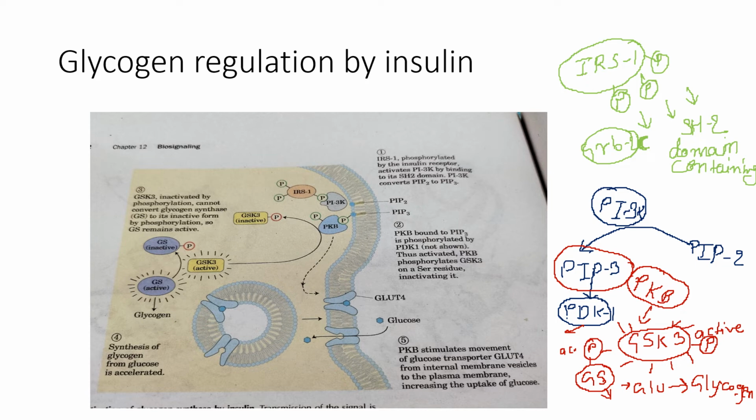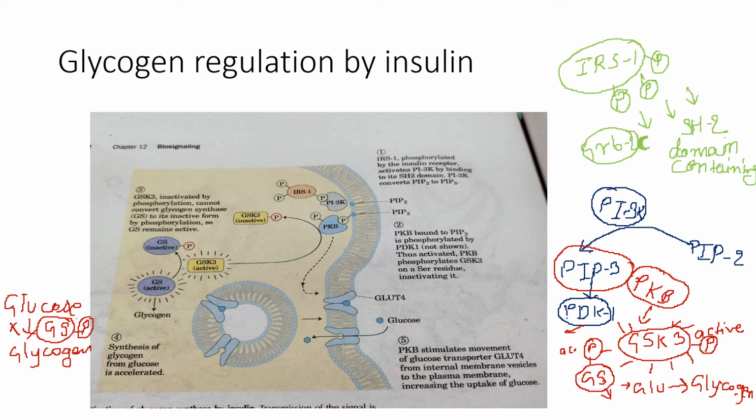Actually, we have to understand this the reverse way. See, the function of glycogen synthase is to change glucose into glycogen with the help of glycogen synthase. But when glycogen synthase is phosphorylated, then this action will be no more.